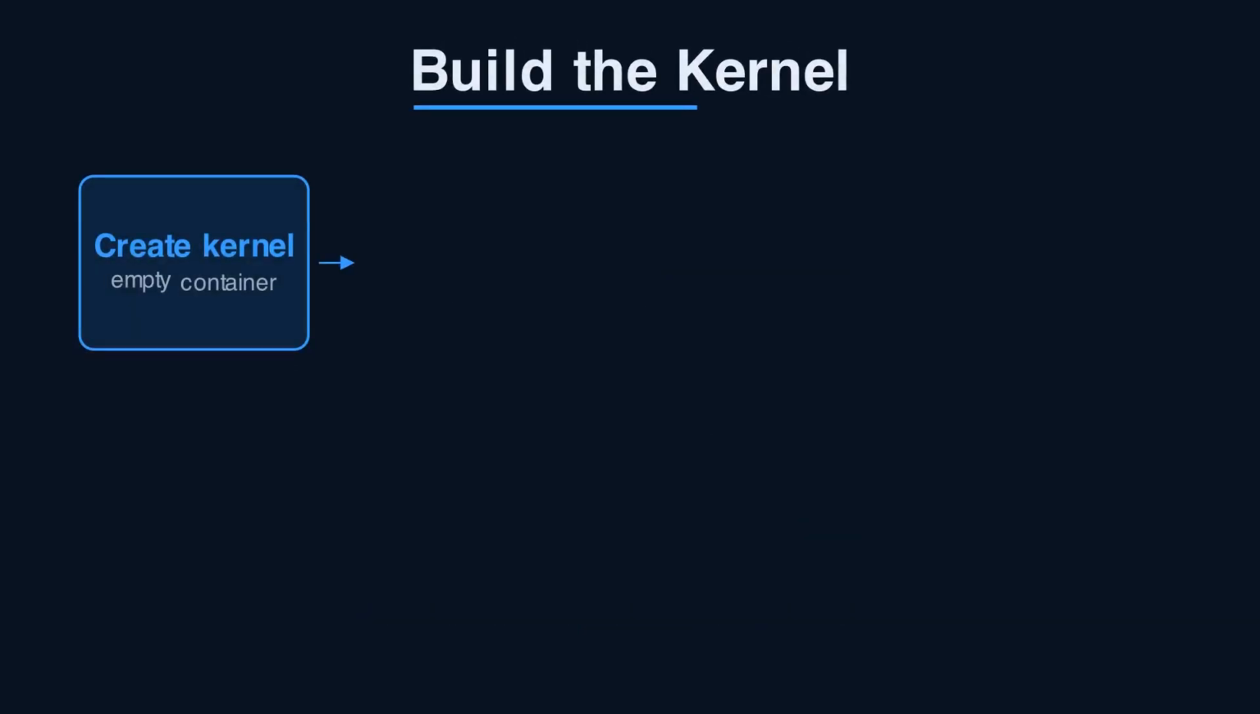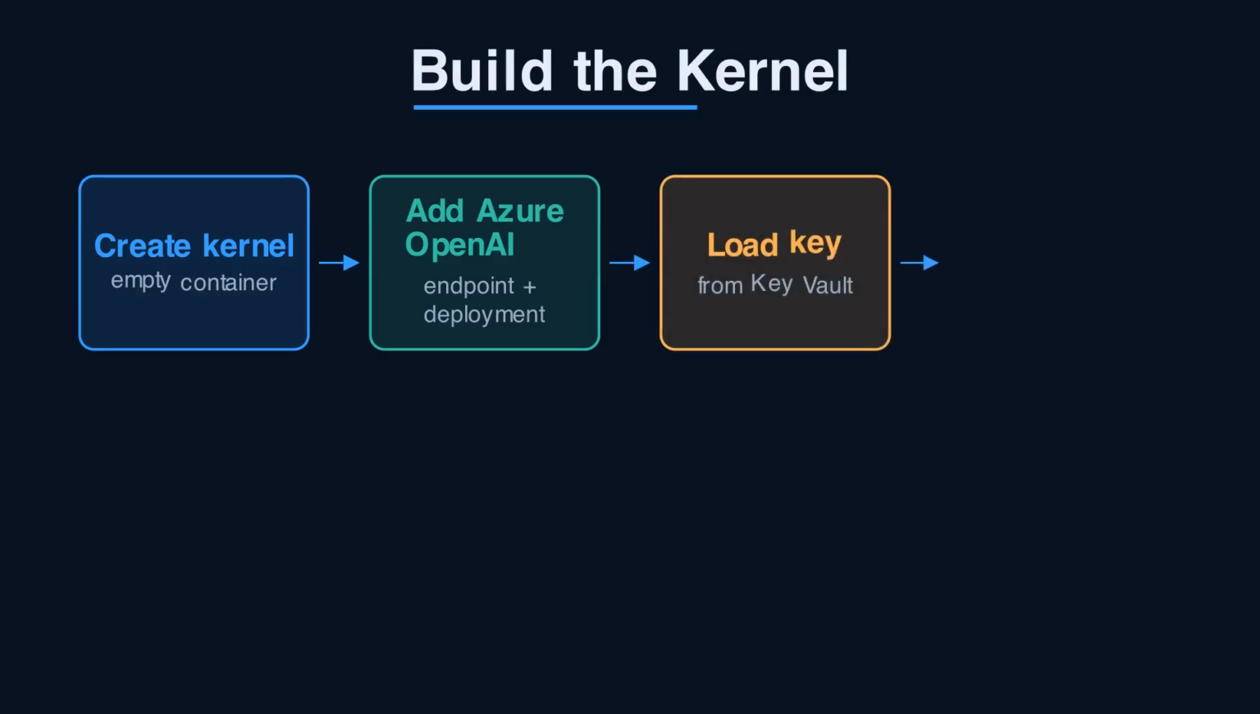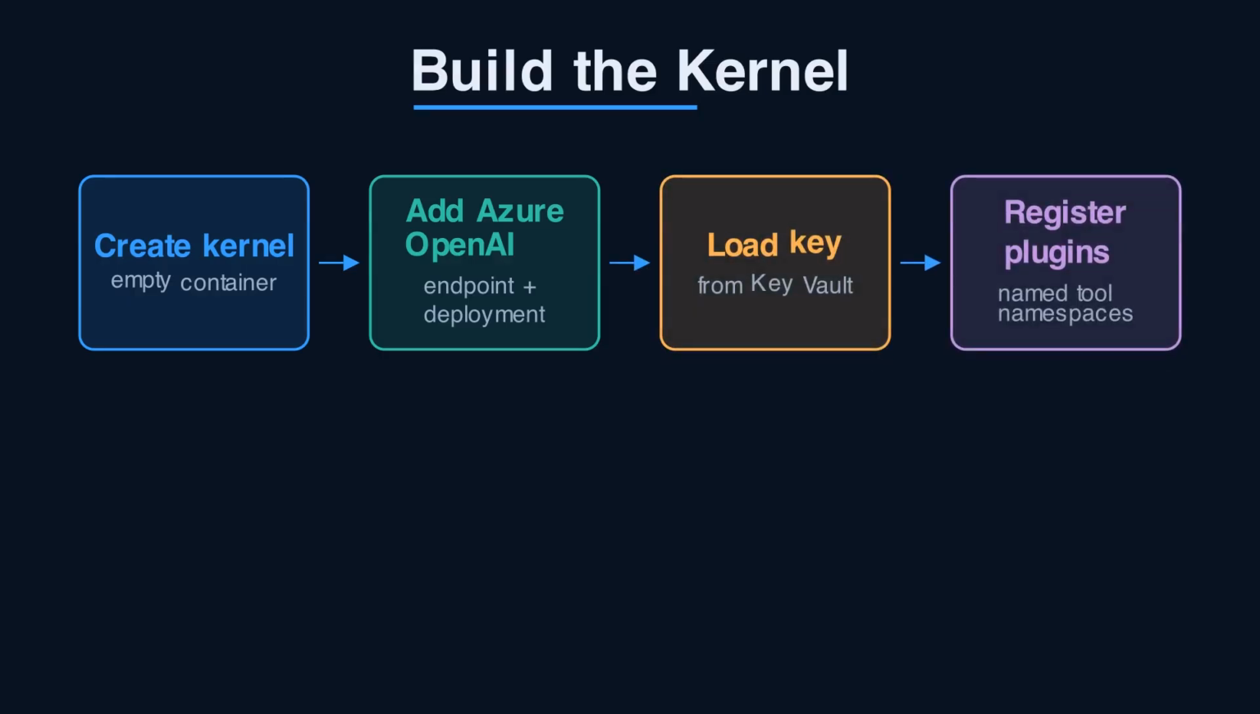Start with the kernel. Add an Azure OpenAI chat completion service. You need three values: endpoint, deployment name, and an API key. Pull the key from Key Vault, not your code. Register your plugins on the kernel by name. That name becomes the tool namespace the model sees. Now the kernel knows both the model and the tools.